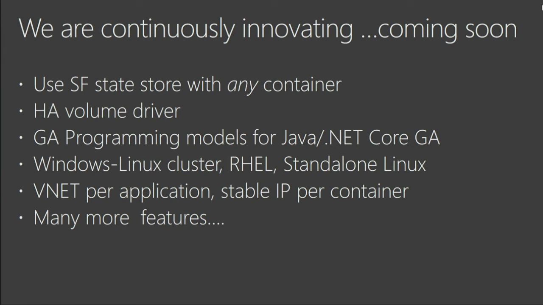Other things that are coming: Windows and Linux clusters, support for Red Hat, standalone Linux so you can run it on premises. Again, on the networking side, VNet per application is something I mentioned. Also, today we have a dynamic IP per container, so every time the container dies and comes back, it'll have a different IP, but it'll be listening to the same port, so you can put all of them in the same cluster or even the same node. But we are taking it one step further and saying, we'll make that IP stable. So even when a container dies and comes back on some other node, it will still have the same IP.